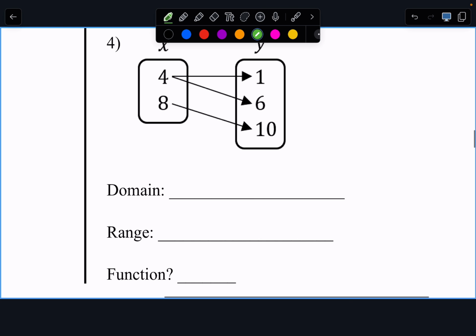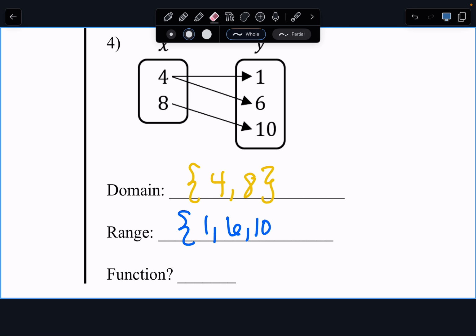In number 4, Lino, what's our domain? Our domain is 4 and 8. It is. Ethan, what's our range? 1, 6, and 10.